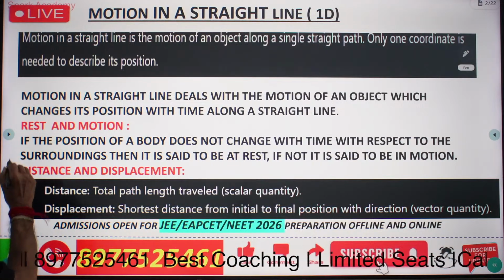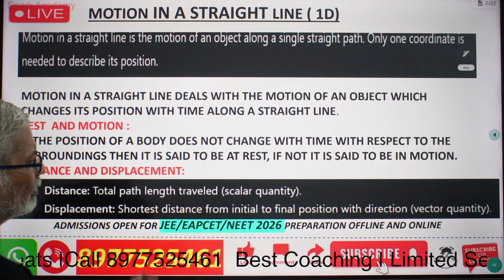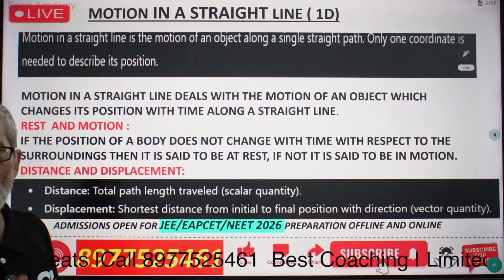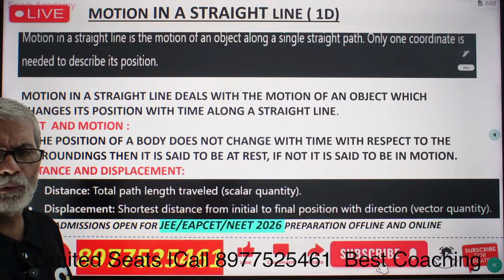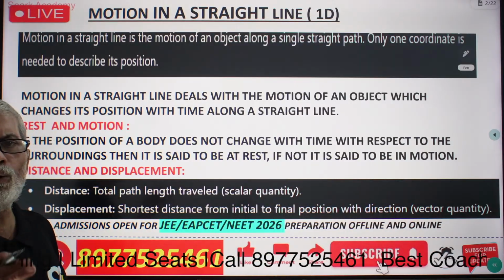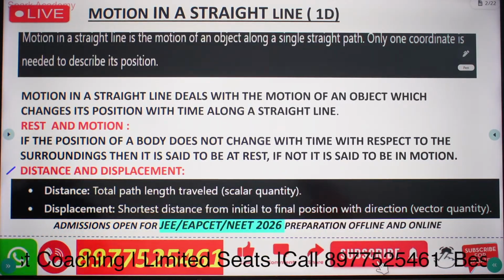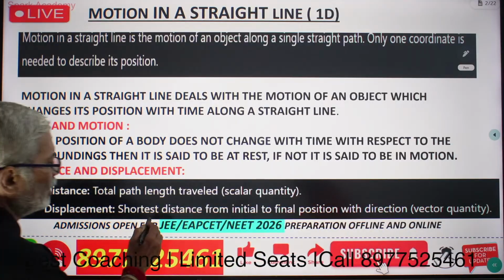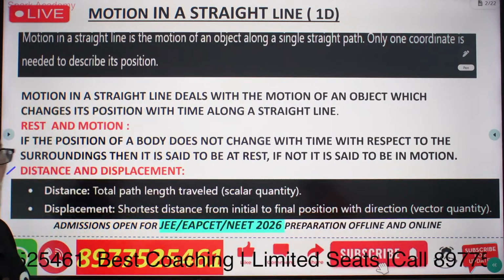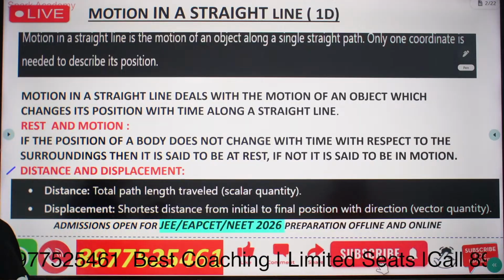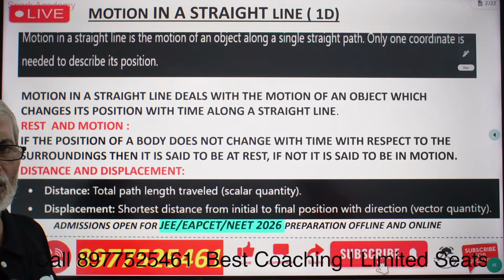Next we have to discuss distance and displacement. Basically, distance is the total path length traveled. So you have to find the total path length from the initial position to the final position, and it is a scalar quantity. Displacement is the shortest distance from the initial to the final position, with direction. Are you following? So you have to look for the shortest distance. The shortest distance will always be a straight line.